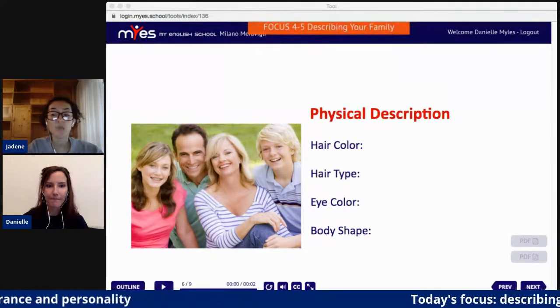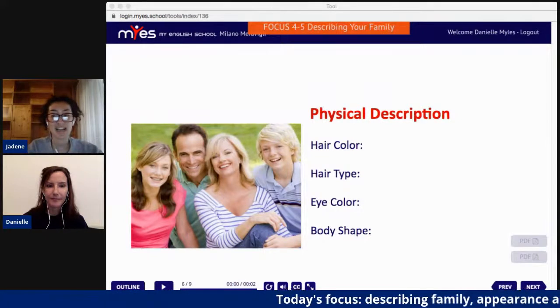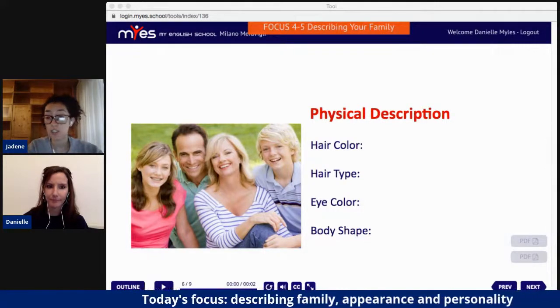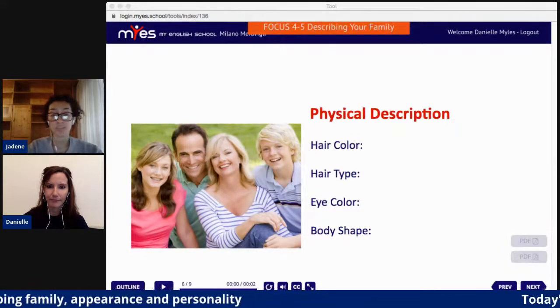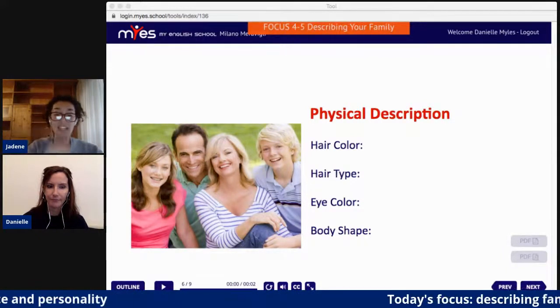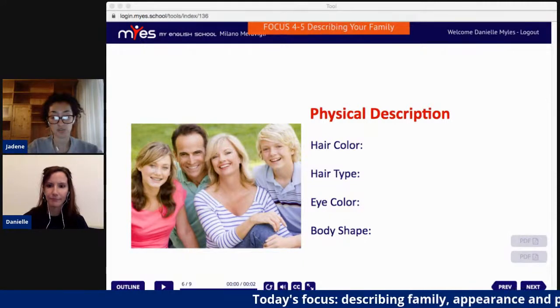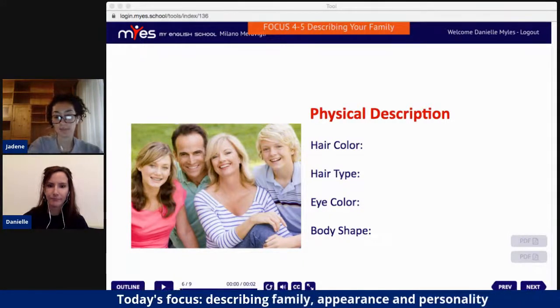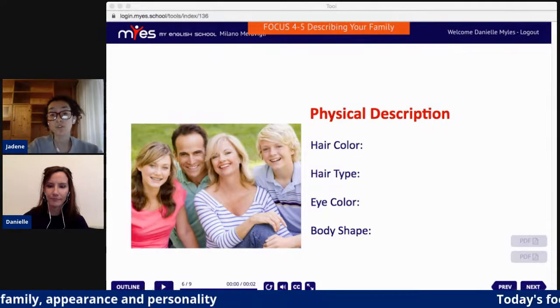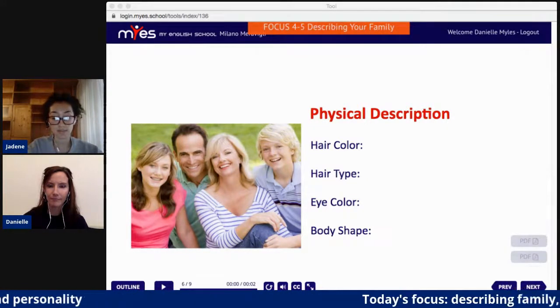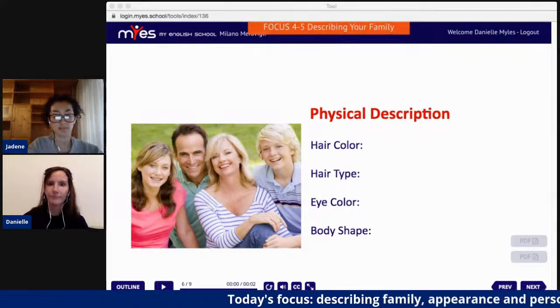blonde is the only color in English that has a gender. So when we're talking about women, we spell it blonde with an E. So I'll put it in the comments. Blonde with an E is for females, and blonde that ends in a D is for males.